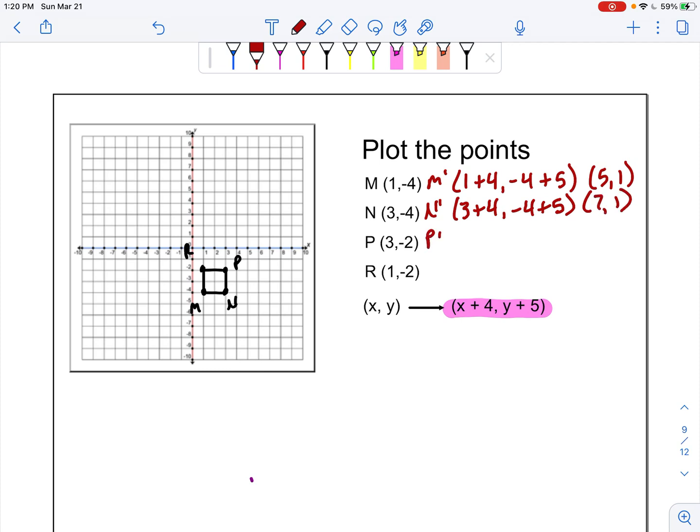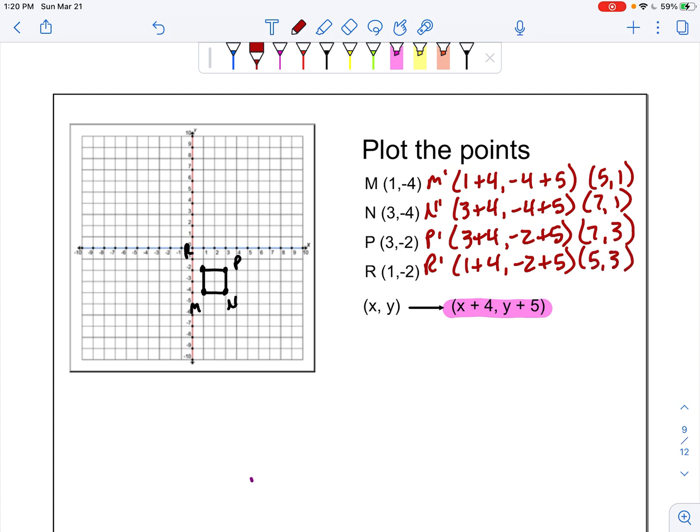My P prime, 3 + 4, and then negative 2 plus 5. So I'm going to end up at 7, 3. And then R prime, 1 plus 4, negative 2 plus 5. So I'm going to end up at 5, 3.